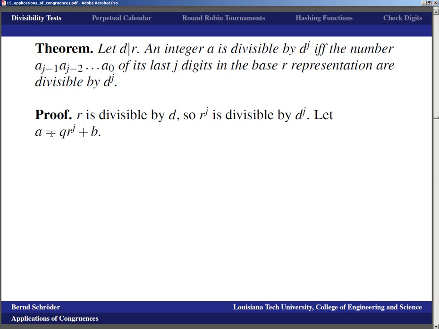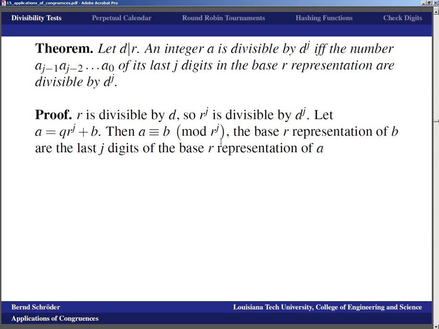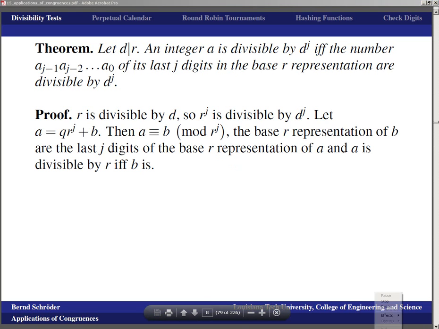So we can say if we have two numbers, we can divide a by r to the j. We end up by division algorithm that a is q times r to the j plus b. And a is equivalent to b modulo r to the j, therefore. And the base r representation of b are the last j digits of the base r representation of a. And a is divisible by d to the j, it should be here rather than r, if and only if b is. Let me fix this real quick.